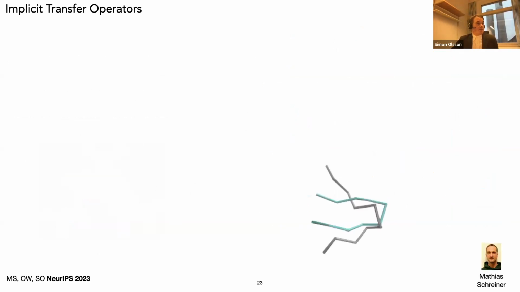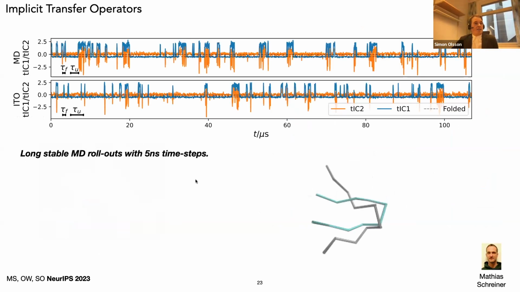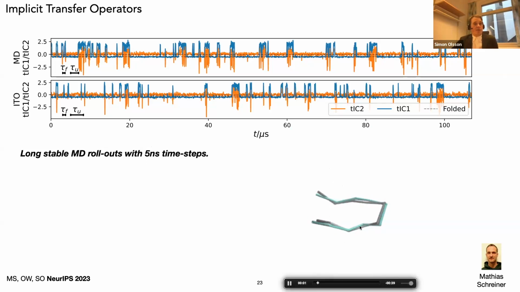All right, so we can extend this to larger systems. Here we are coarse graining even further, representing these small fast folders with C alpha only representations. We can do long stable rollouts with 5 nanosecond time steps, where the original time steps of the simulations were 2 femtoseconds. If we follow along here, these are some reaction coordinates that indicate folding and unfolding.